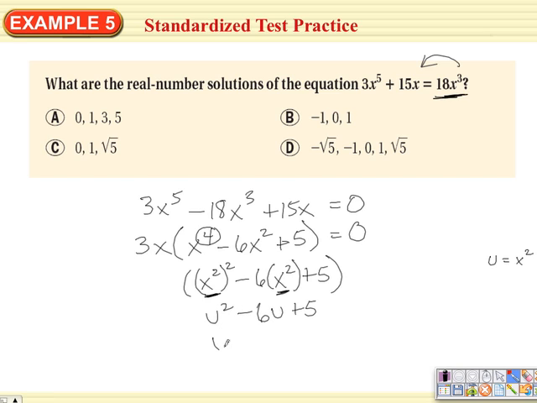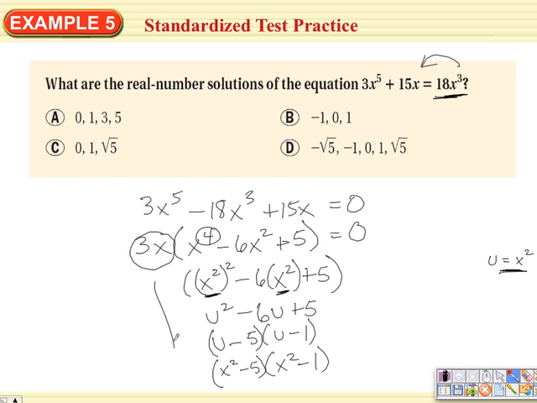So let's factor it. U, let's see, factors of 5 add up to negative 6. So u minus 5 and u minus 1. But u, remember, isn't really u. U is x squared. So we're going to have x squared minus 5 times x squared minus 1. Now we're missing something, right? We're missing the GCF up here, so don't ever forget that one. We got 3x times this times this. Still equals 0.